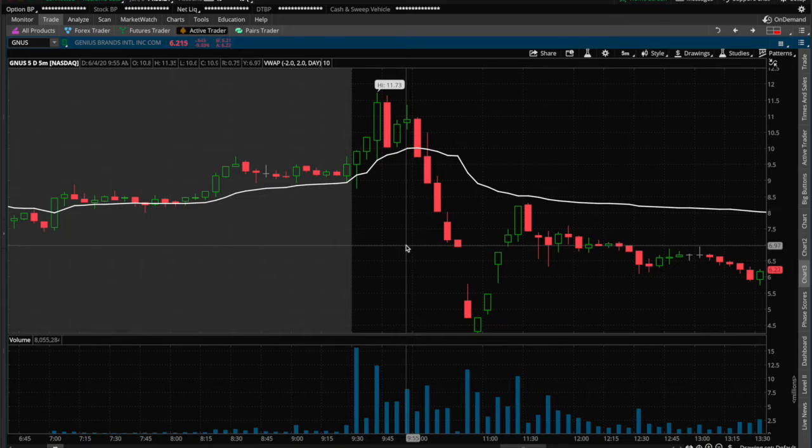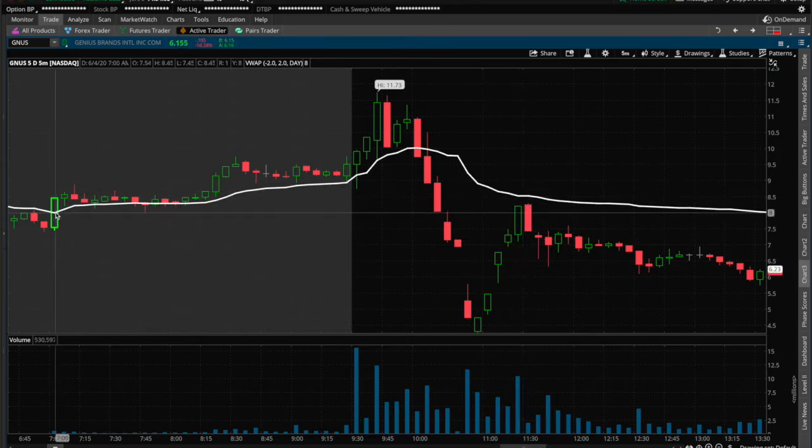So if there is a sudden flush down well below VWAP, it can become a possible entry point to go long, as there may well be a bounce back towards VWAP. So generally speaking, if the price is above VWAP, it is considered bullish and the VWAP becomes support. And if the price is below VWAP, it is considered bearish and VWAP will become resistance.